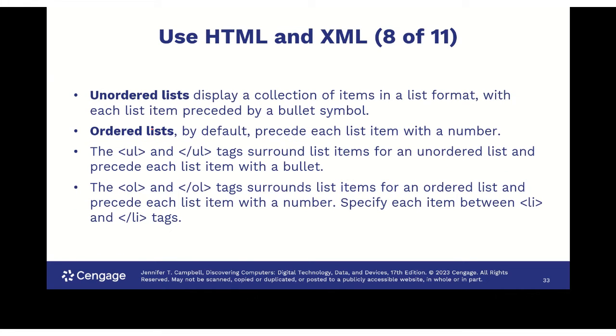Unordered list displays a collection of items in a list format with each item preceded by a bullet symbol. Ordered list by default precedes each list item with a number. The UL tag, ended by its closing tag, surrounds list items for an unordered list and precedes each list item with a bullet.